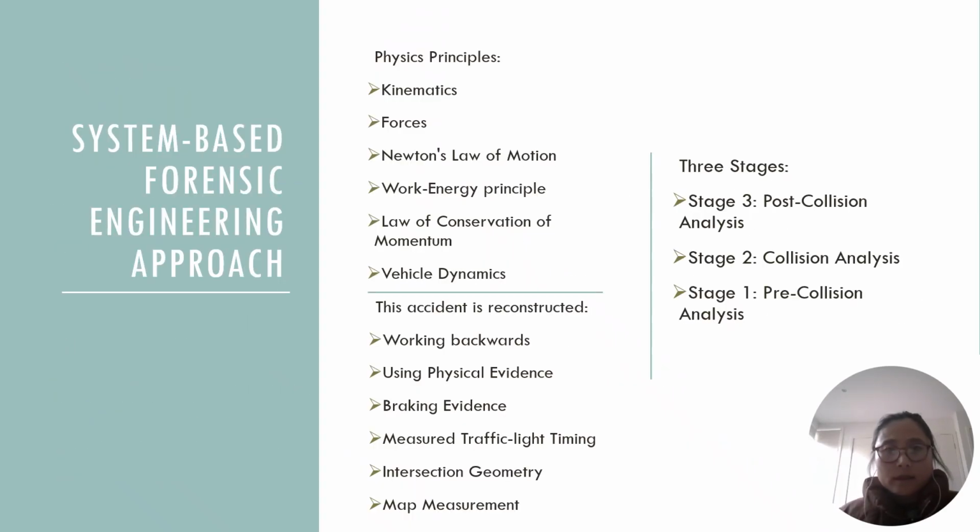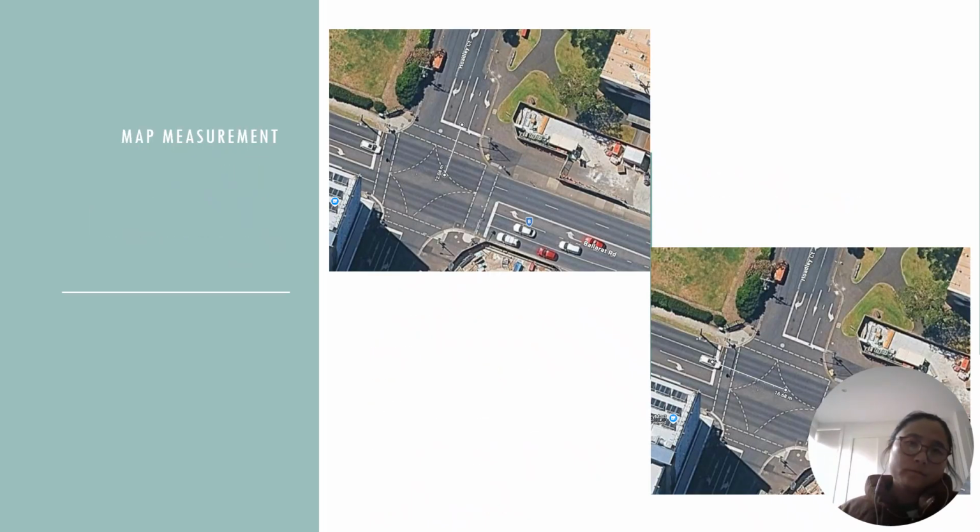To investigate the accident, I used a system-based forensic engineering approach. Instead of starting from before the crash, I reconstruct the accident by working backwards: post-collision, collision, pre-collision. Google Maps was used to measure important distances and the intersection.